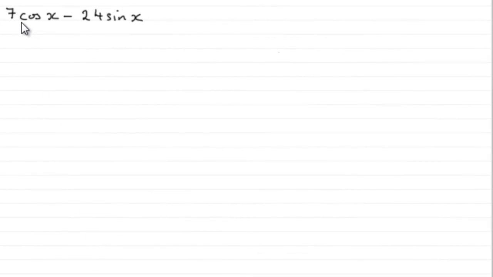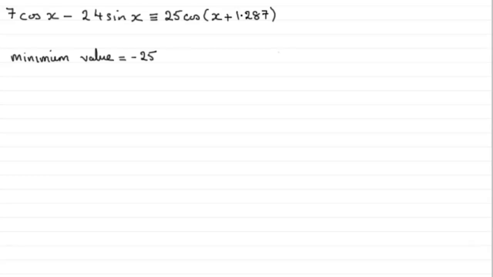Okay, so it says hence write down the minimum value of this expression, and it's worth 1 mark, so it's got to be easy, and indeed it is. Hence, so we've got to use the previous part, it's got something to do with that, and we found out that this expression was identical to 25 cos of x plus 1.287, and the minimum value would then be minus 25.